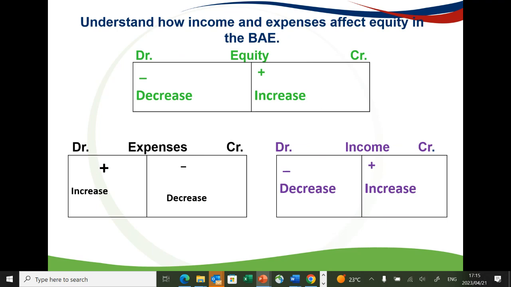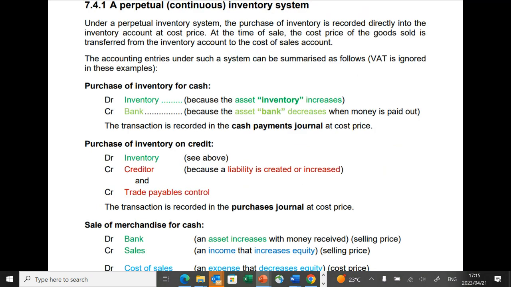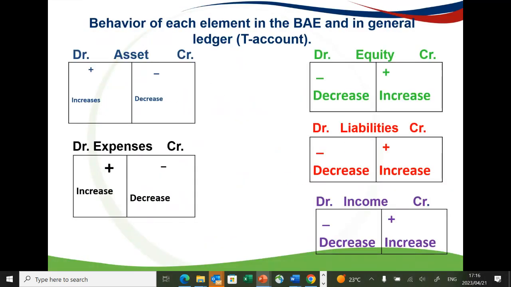I will keep on stressing that for you to understand the basic accounting equation, because once you miss it from here, it's so difficult to understand everything else that you keep on doing in accounting. It's very important. Spend a lot of time practicing your basic accounting equation. And these things will never change. They will always be like this. Assets and expenses will always increase on the debit, reduce on the credit. Equity, liability, and income will always increase on the credit, reduce on the debit side.